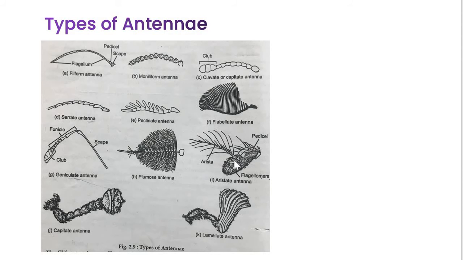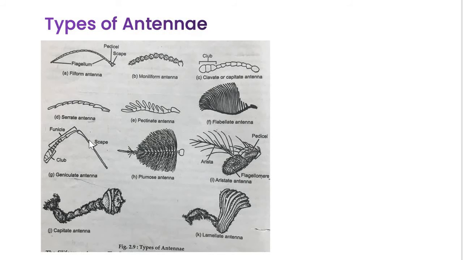Now the last type of antenna is geniculate antenna. Right? The geniculate antennas are such a kind of antennas. Here you can see geniculate antennas are bent completely at the scape-pedicel joint. Here you can see this is the geniculate type of antenna. This is the scape, this is the pedicel, right? And these are the flagellar segments.